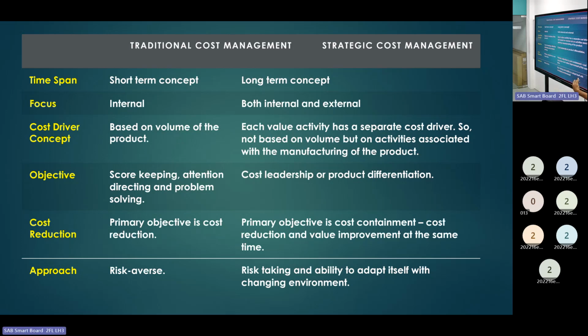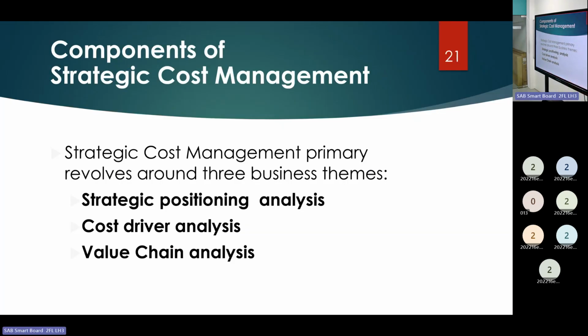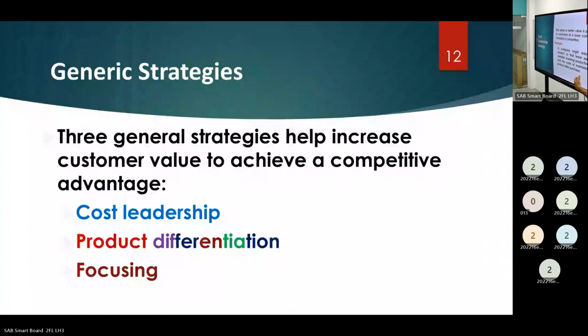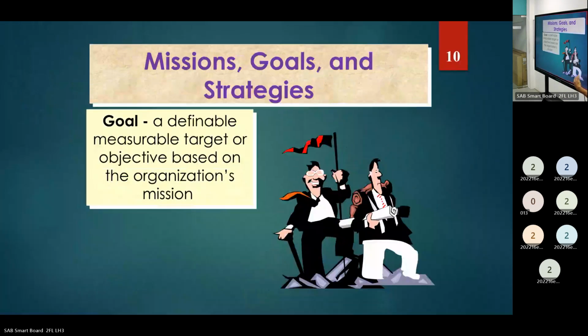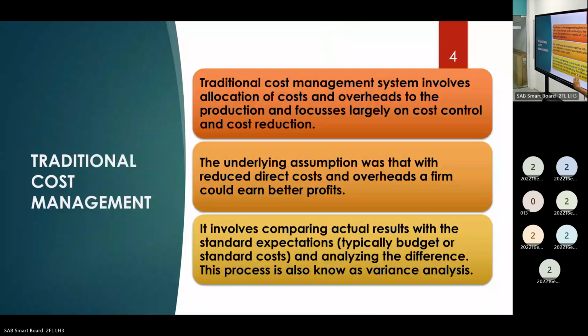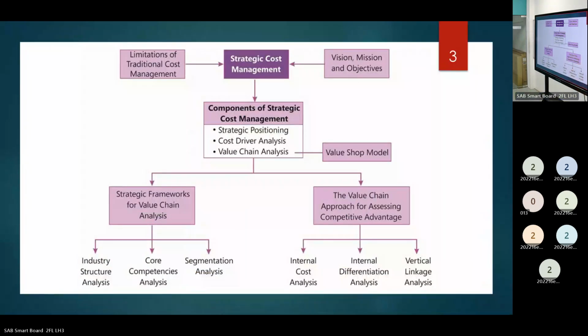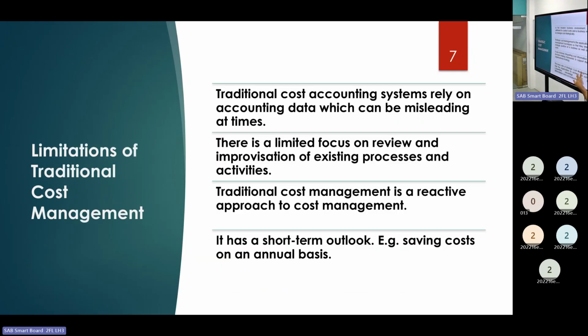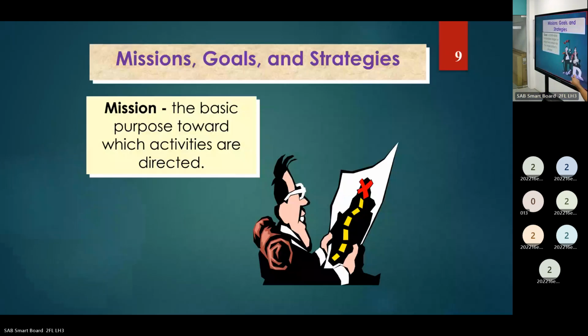So then you can see the main three areas that we identify in the diagram also. Here, the main components of strategic cost management: strategic positioning, cost driver analysis, and value chain analysis. Now we are going to discuss these elements.